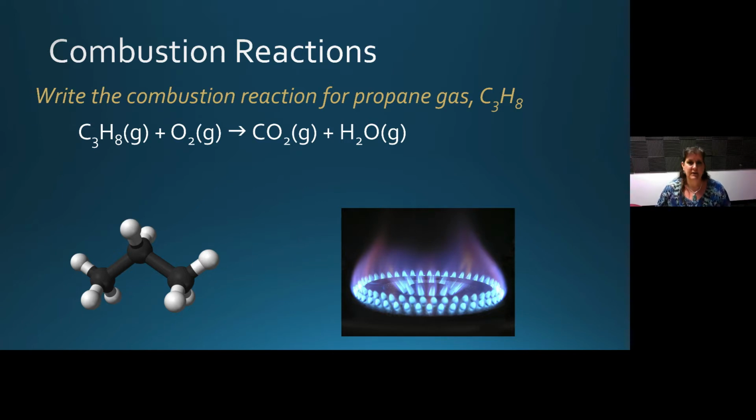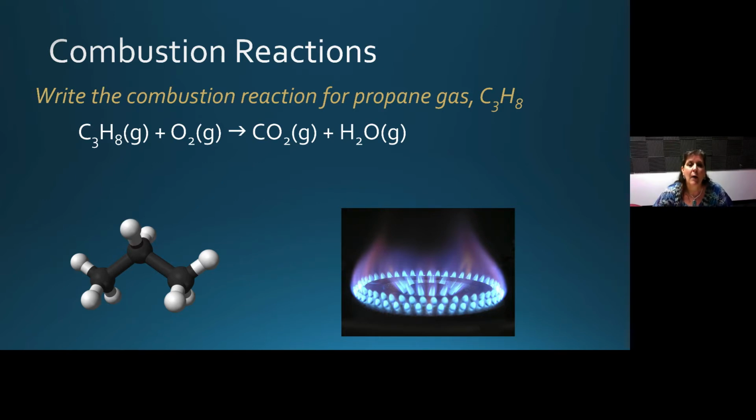Now we have to balance this. There's a trick for balancing combustion reactions. You need to do the oxygens last. So let's look. There's 3 C's on the left side, so we need to put a 3 in front of CO2. So we'll have 3 C's on the product side. Then there's 8 H's on the reactant side, so we're going to put a 4 in front of H2O on the product side to have 8 H's over there.